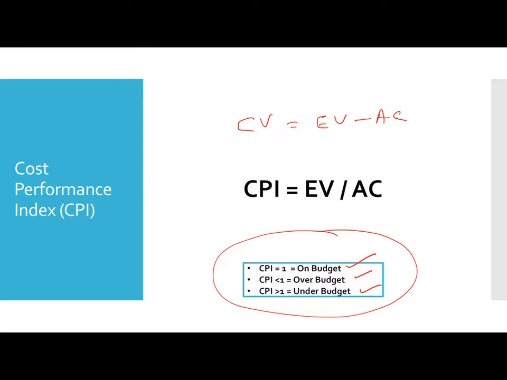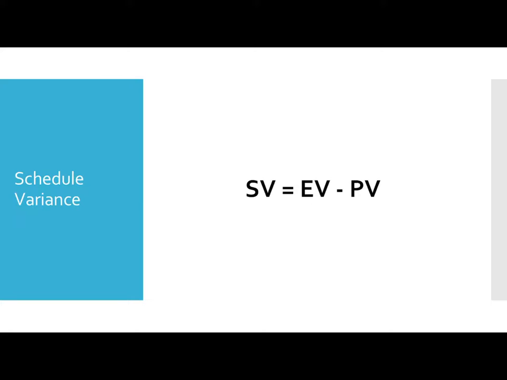Let's go ahead to schedule variance. Schedule variance is the rate at which the project is moving, how many days. In schedule variance, the change is you get a planned value. In cost variance, you had actual cost: cost variance was EV minus AC. In schedule variance, you have the planned value. And again, variance will always have a minus sign. So the earned value minus the planned value.